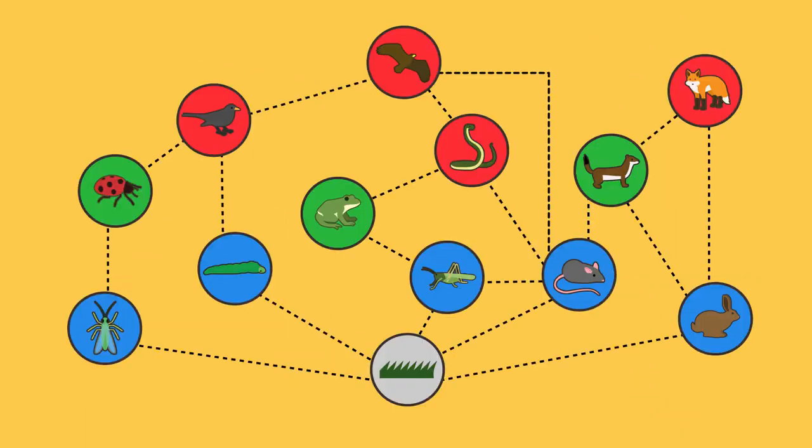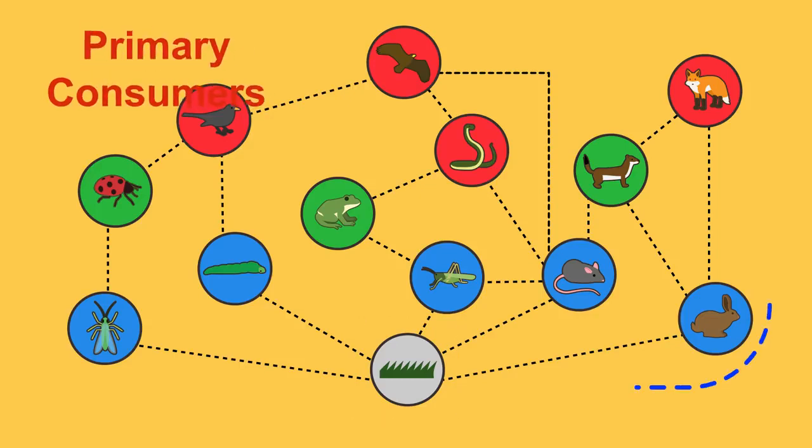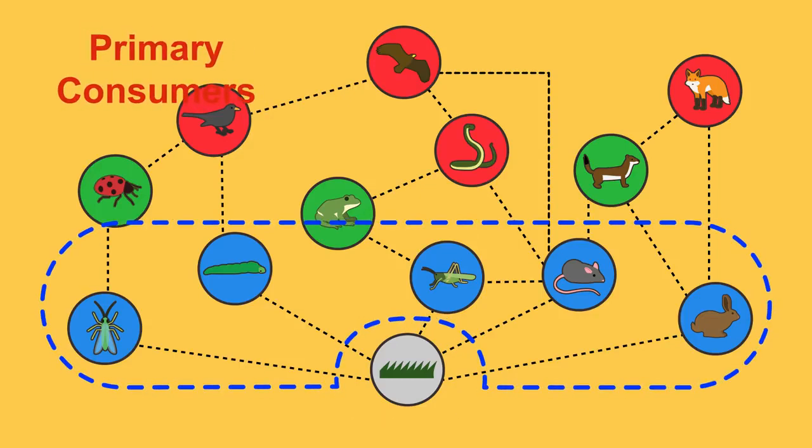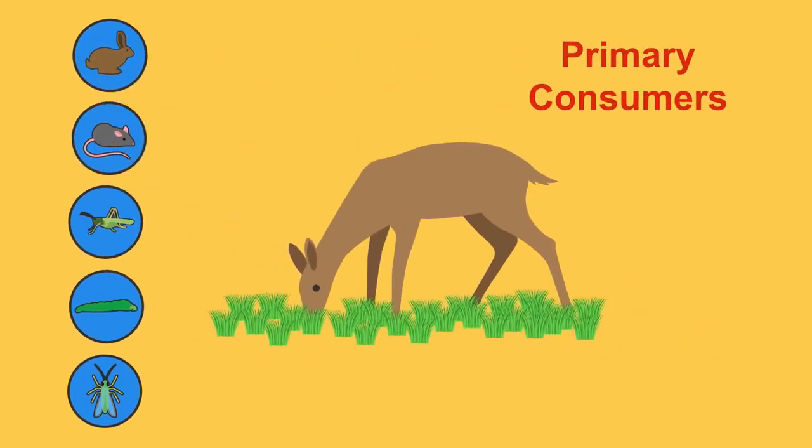At the base of the food chain are producers. Producers are autotrophs. This means that they are able to manufacture their own food, just like plants do by photosynthesis. Then there are primary consumers. These are the second organisms in the food chain, in the second trophic level. These consume producers and are nearly all herbivores. They only feed on plants.